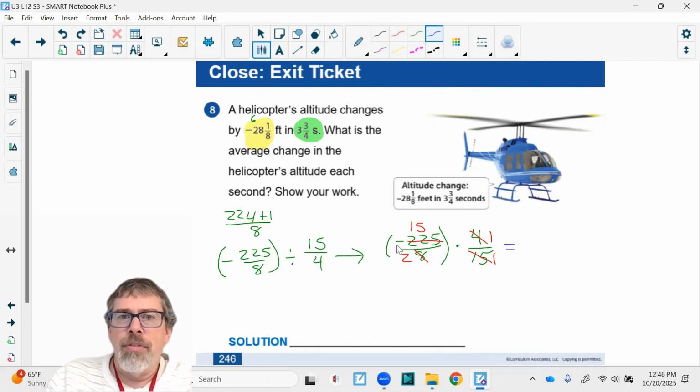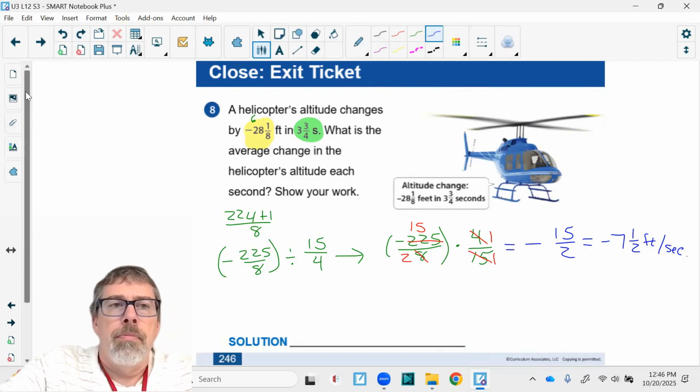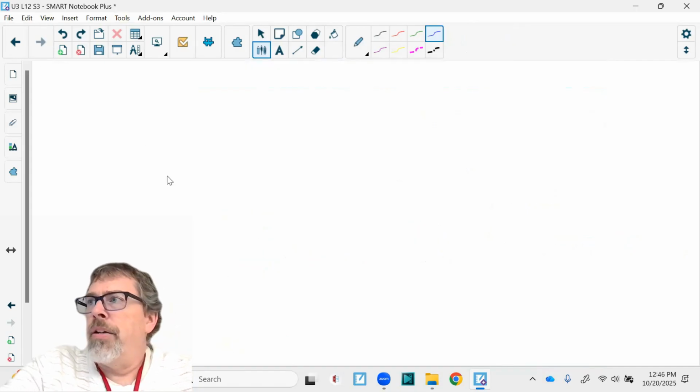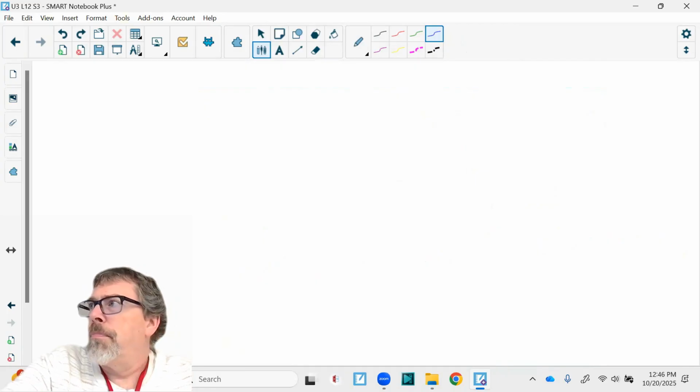Now I have a negative times a positive is negative. 15 times 1 is 15, and 2 times 1 is 2. So that is negative 7 1/2 feet per second. Okay, that brings us to the end of session 3.